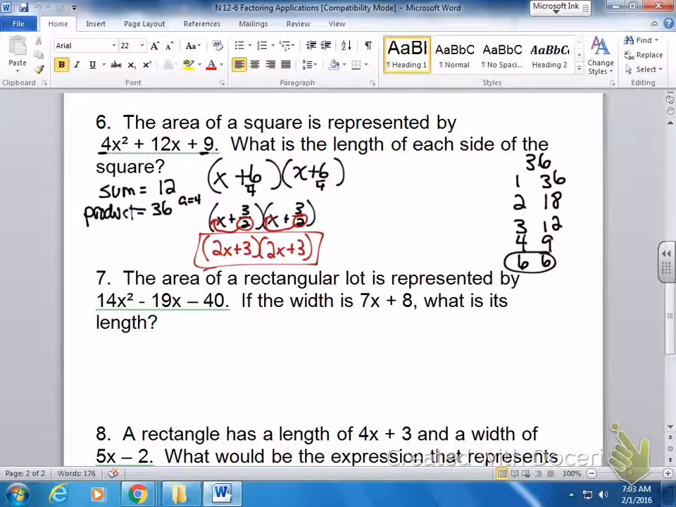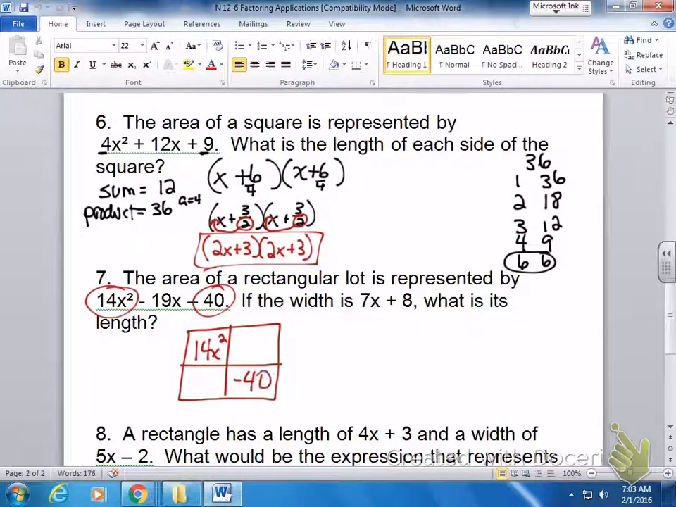All right, guys, let's go on to number 7. It says the area of a rectangular lot is represented by 14x squared minus 19x minus 40. If the width is 7x plus 8, what is its length? So this kind of goes back to when we used the box. It's been a while since we've done that, so I'm going to draw my box. And in my box goes the first and last terms of the area. So 14x squared, and then down here I have negative 40.